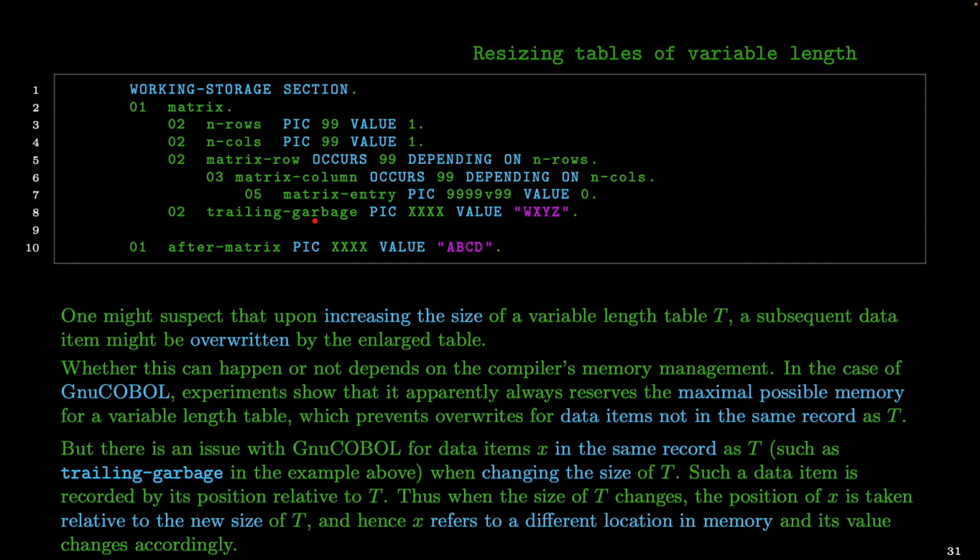So be aware, resizing tables can have hard to predict effects on memory. And of course, what it does may differ between different compilers. So I'm just reporting what I experienced with GnuCOBOL. And therefore, I would recommend to just avoid having constructions of this type in GnuCOBOL or with any other COBOL compiler maybe. So if you have records of variable size, try to design your data structures in a way that you do not have any following data items in the same record.